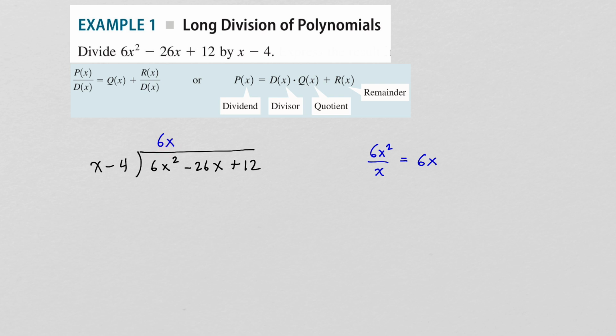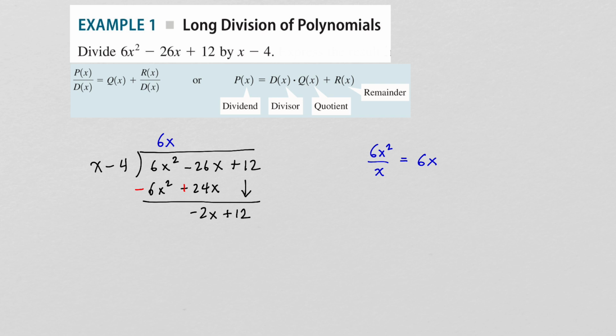And then just as we do with numbers, we are going to multiply 6x times x, which is 6x squared. And we're also going to multiply 6x times negative 4, which is negative 24x. Now remember, in the long division process, the next step is you have to subtract. And when I say subtract, I mean we have to subtract this whole thing here. So when we subtract, it's simply going to change the sign of both of these numbers. And then we combine like terms. So these cancel out. Negative 26x plus 24x is negative 2x. And then the positive 12 will just bring that down.